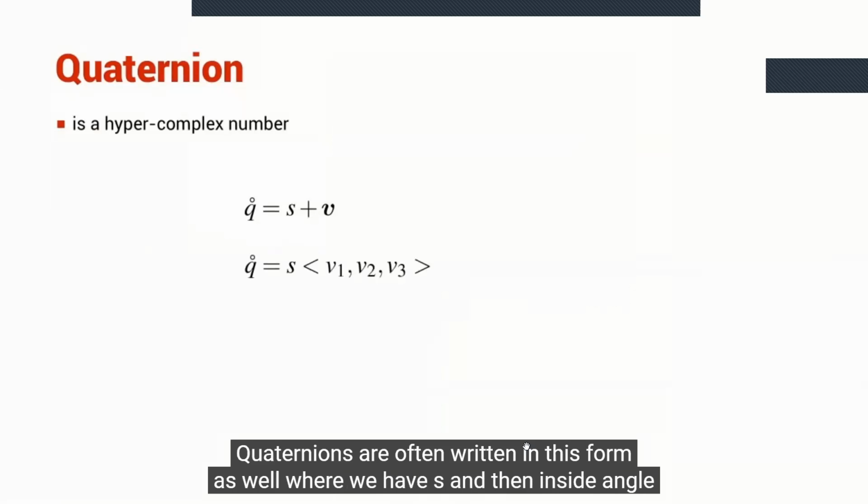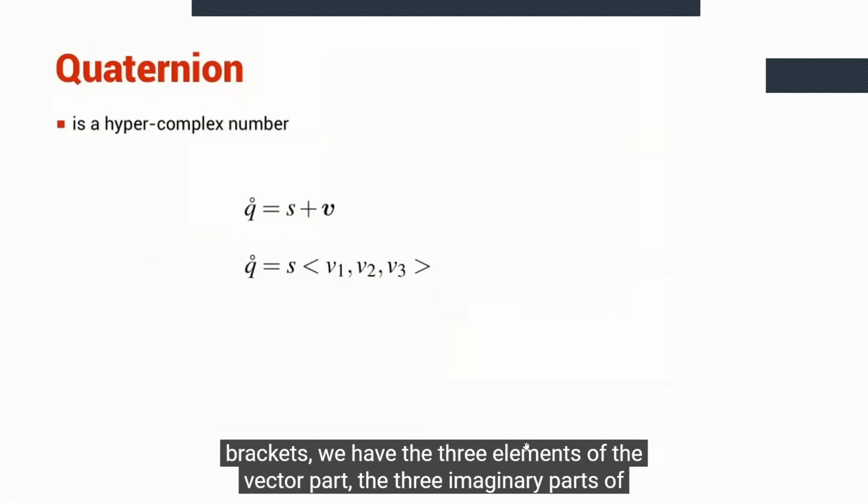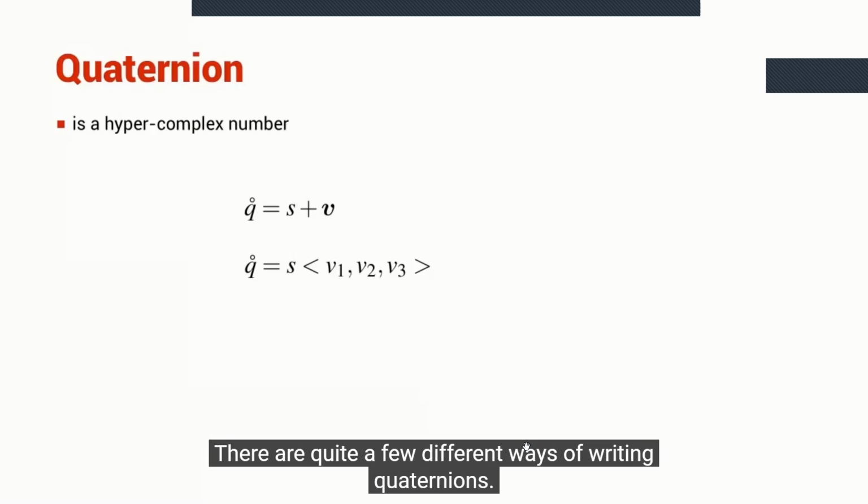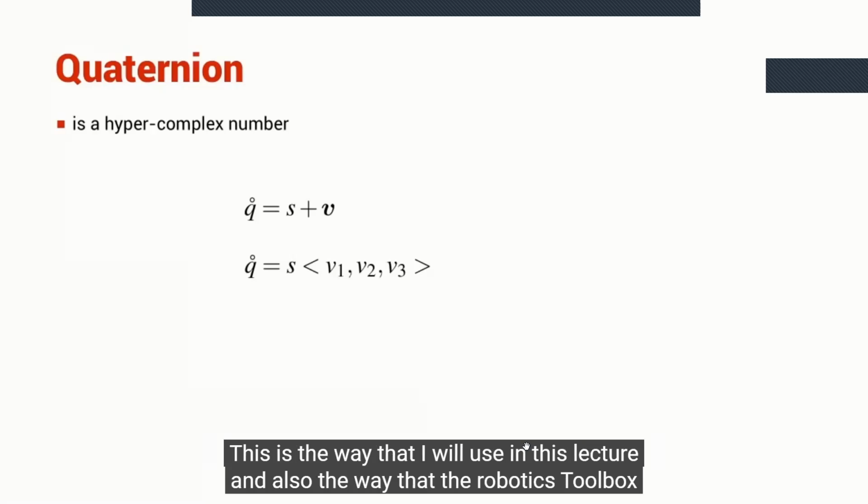Quaternions are often written in this form as well, where we have s and then inside angle brackets we have the 3 elements of the vector part, the 3 imaginary parts of the quaternion. There are quite a few different ways of writing quaternions. This is the way that I will use in this lecture and also the way that the robotics toolbox represents a quaternion in MATLAB.